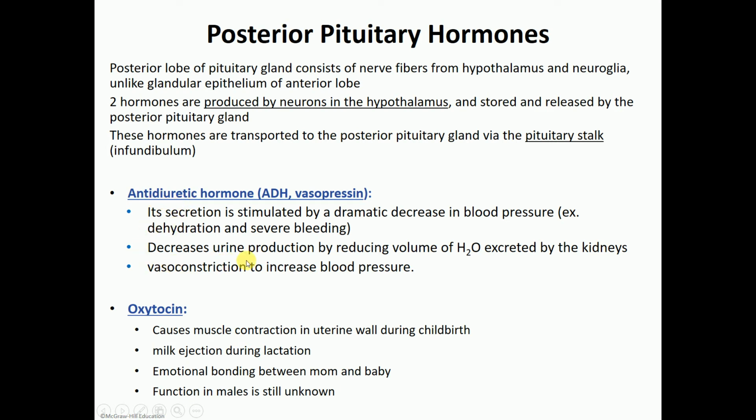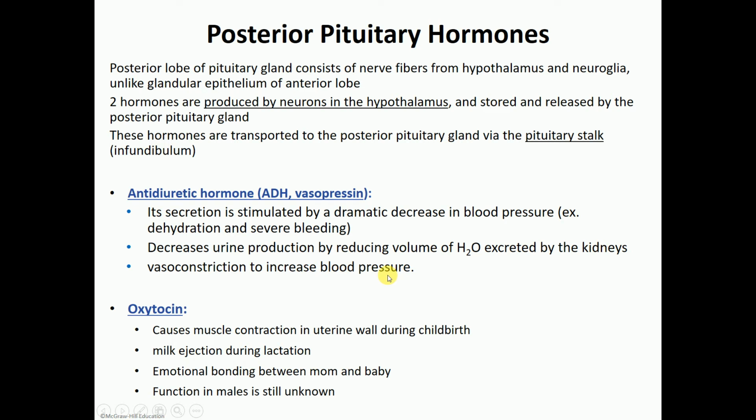So there's a decrease in the urine production, in order to keep that water and preserve it in the body. And the other thing it does, you can kind of guess it from the old name, which is vasopressin. It is going to press the blood vessels, so vasoconstriction of the blood vessels. And that is in order, again, to increase the blood pressure.